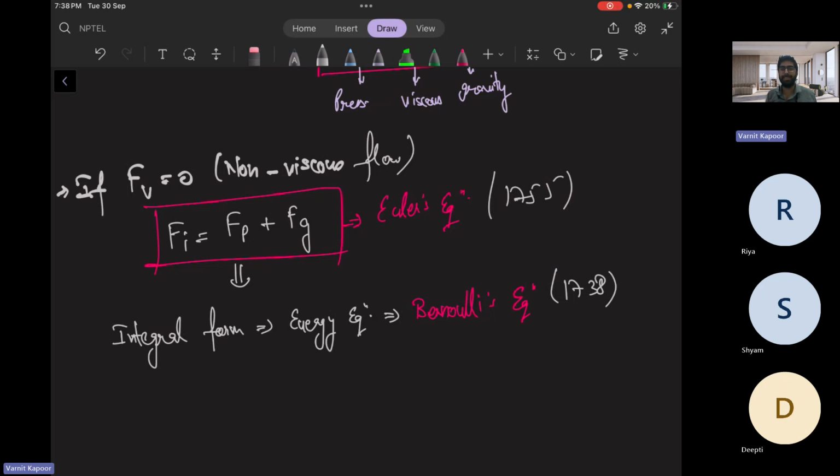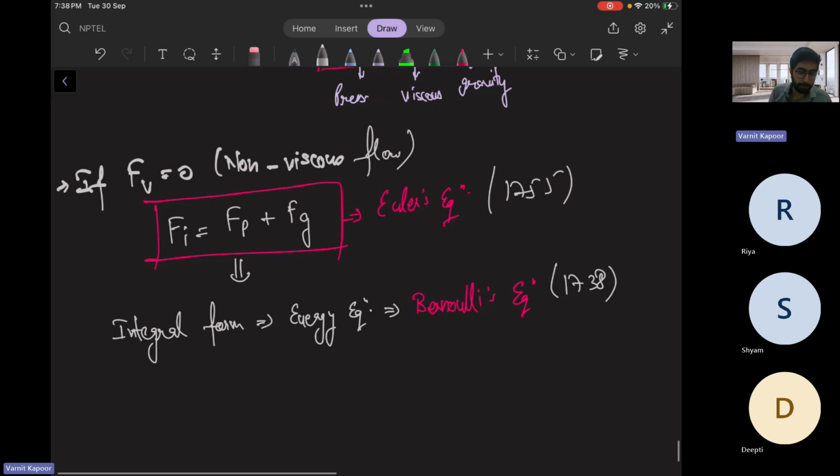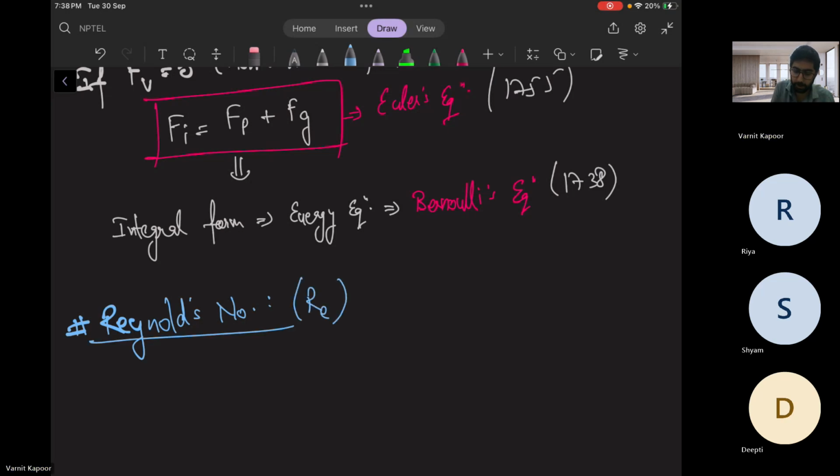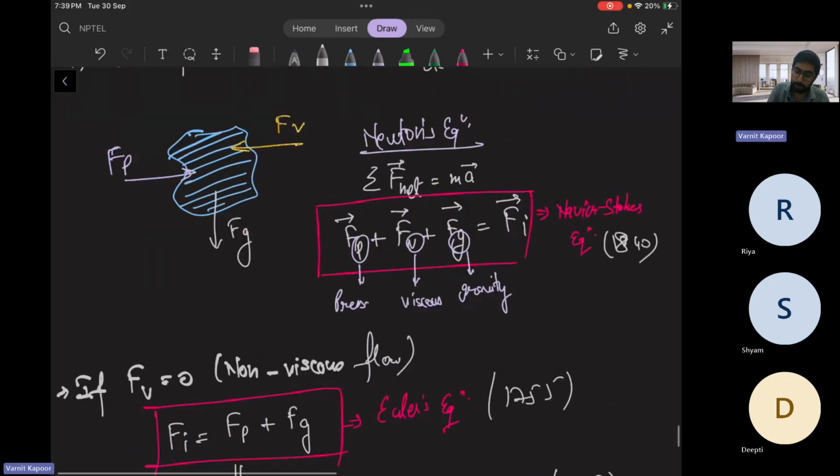We will come across a few non-dimensional numbers because these forces are present here. We will non-dimensionalize these forces in terms of non-dimensional numbers. My first, very important number in fluids is the Reynolds number, defined by the symbol Re, which is the ratio of inertial to viscous forces. I'll write here inertia.